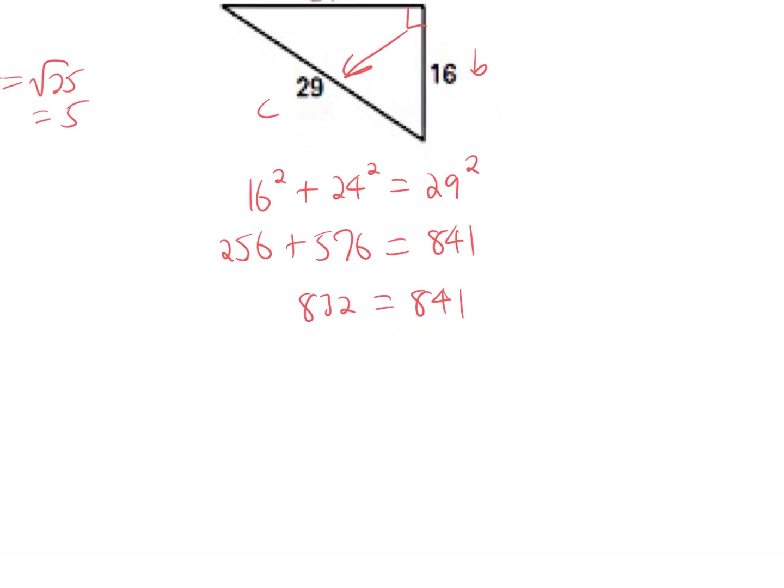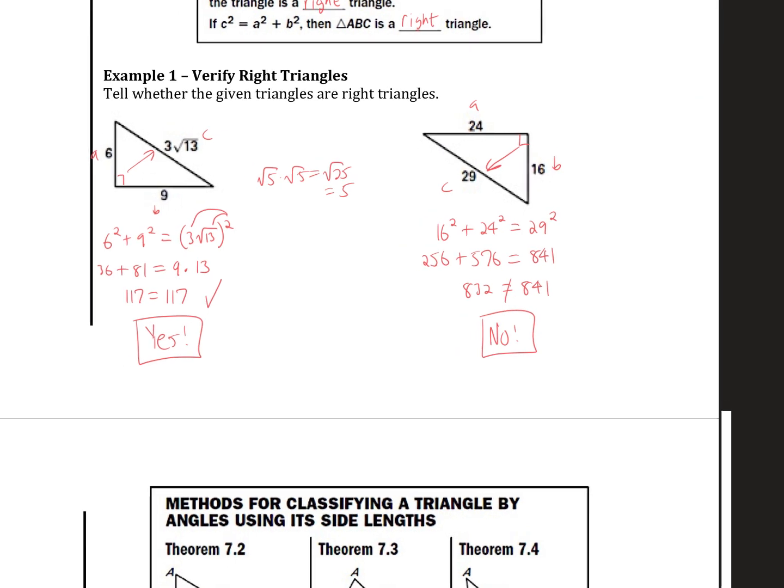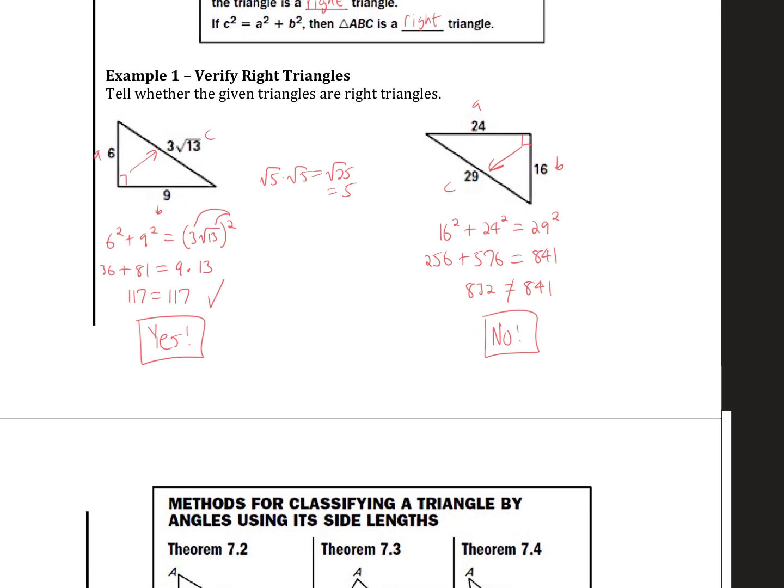Is this true or false? It is false. It doesn't satisfy the Pythagorean theorem. So is it a right triangle or not a right triangle? It's going to be no, it's not a right triangle. All right, so we just did one where it didn't work. And actually, even though it won't make a right triangle, it will make a different kind of triangle, which we're going to talk about in a second here.